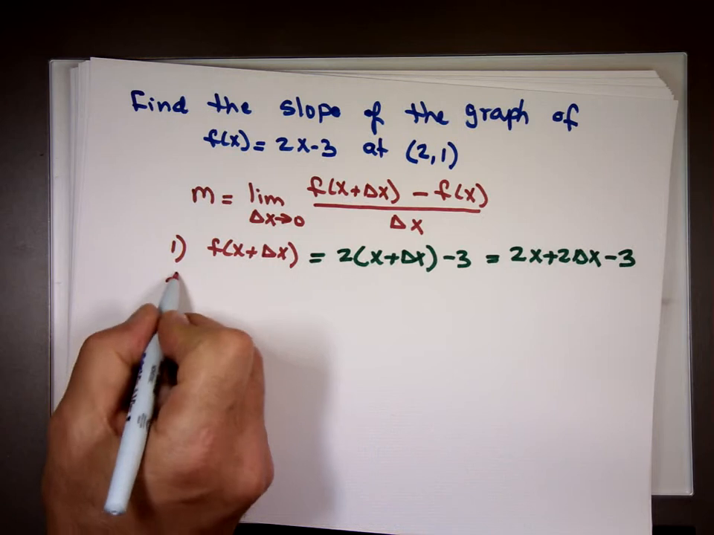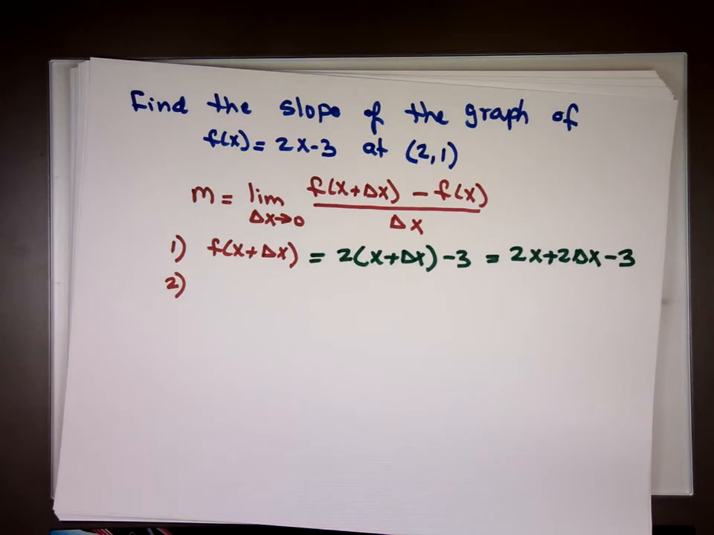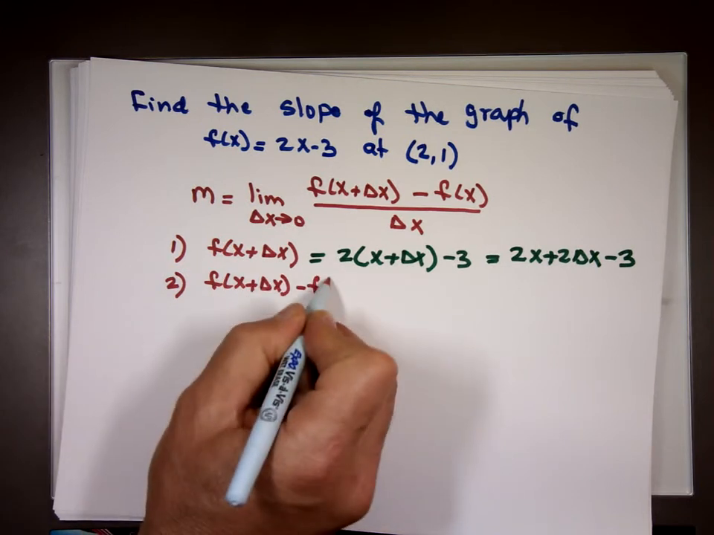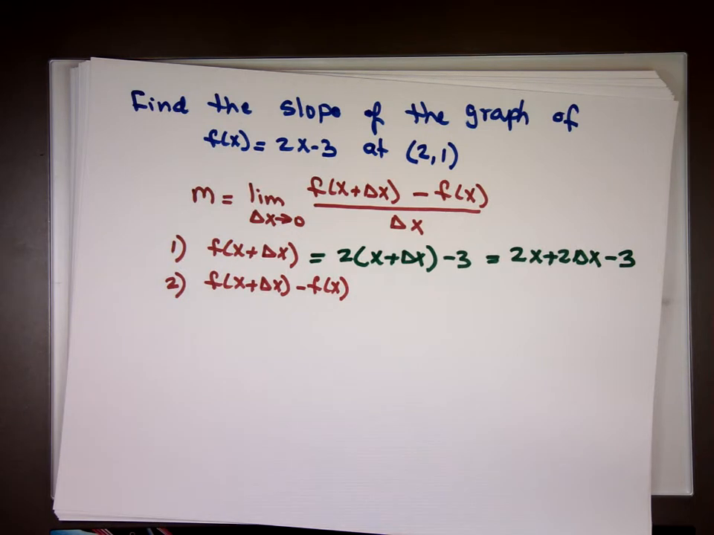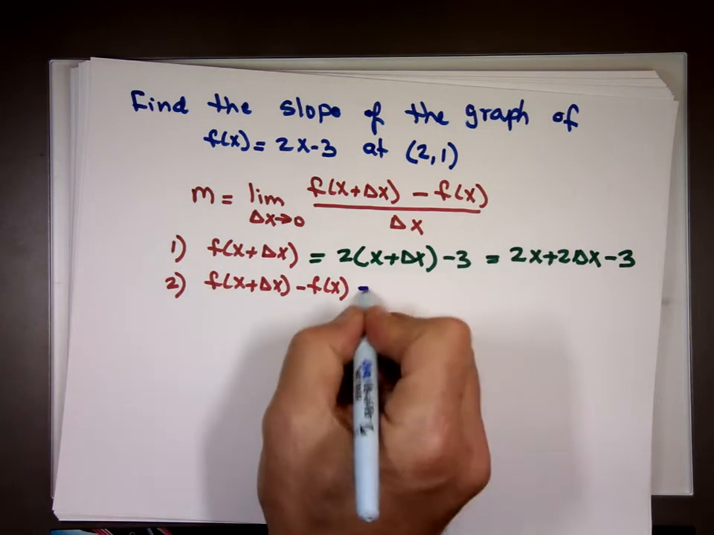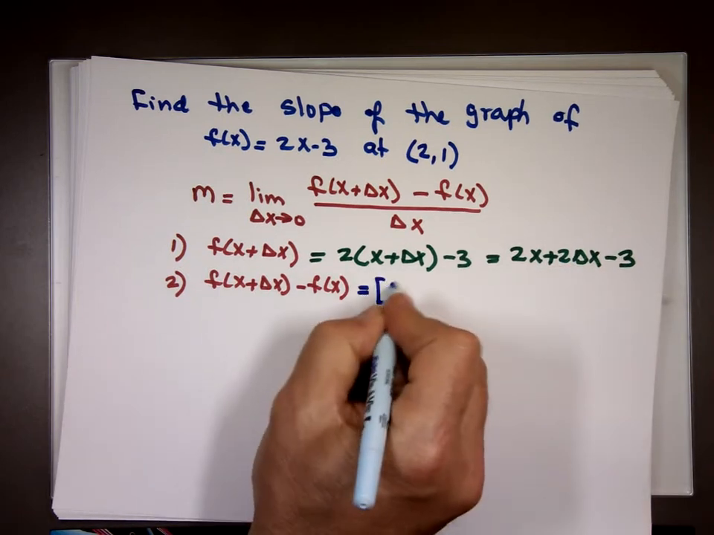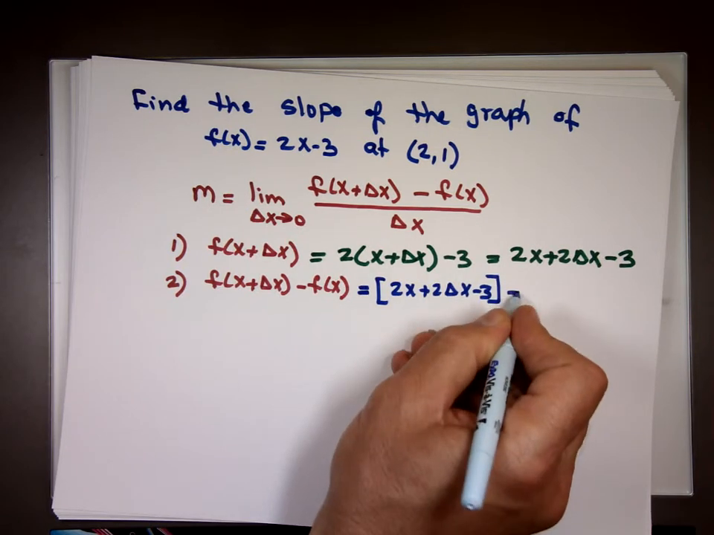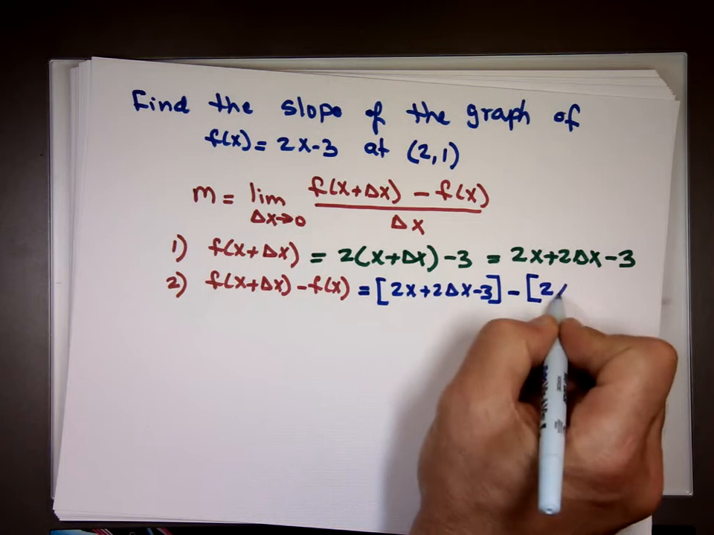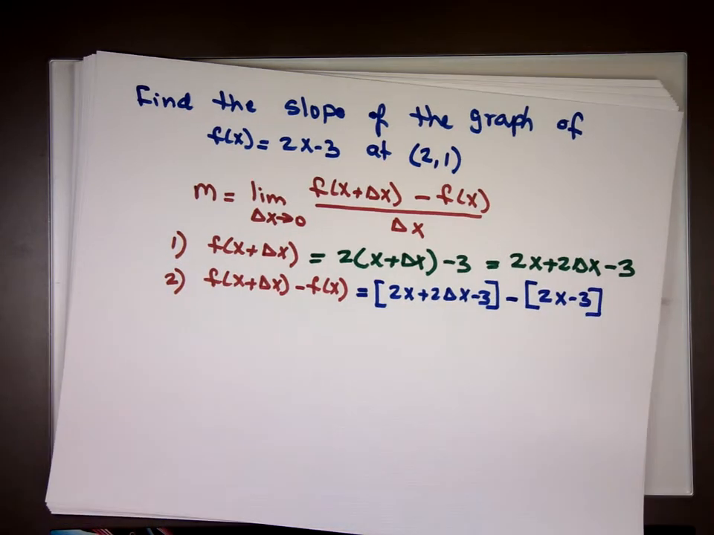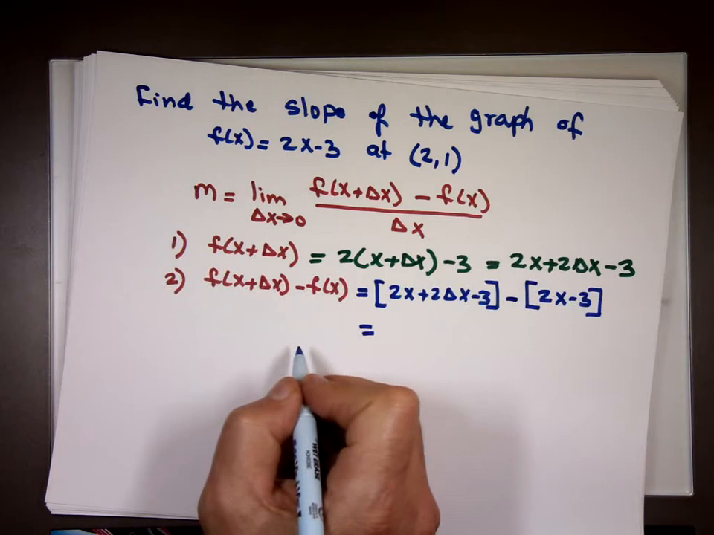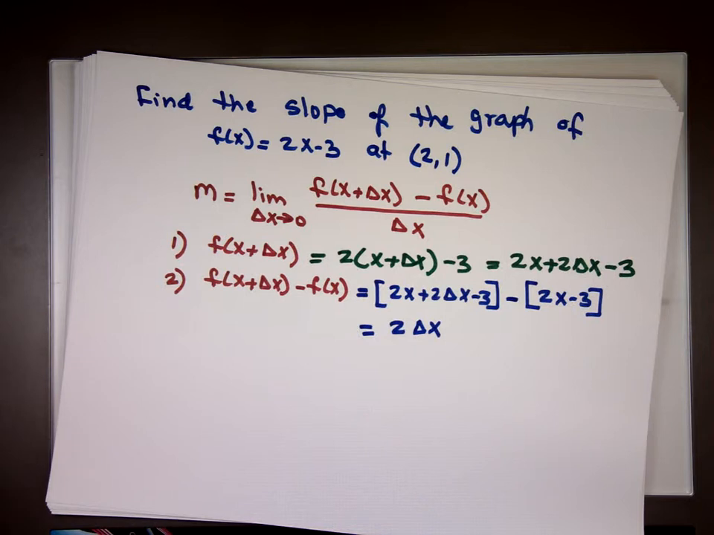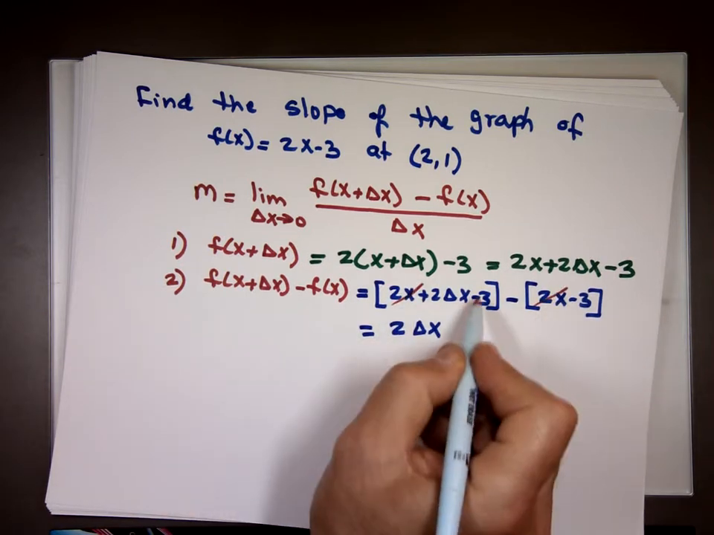Step number 2. Find f of x plus delta x minus f of x. We know the answer for the first one, f of x plus delta x. I just found it here. Subtract from it f of x, which is what? 2x minus 3. Can we simplify that? What do you think the answer here is? 2 delta x, right? Because the 2x is going to cancel the 2x. The minus 3 is going to cancel the minus 3.